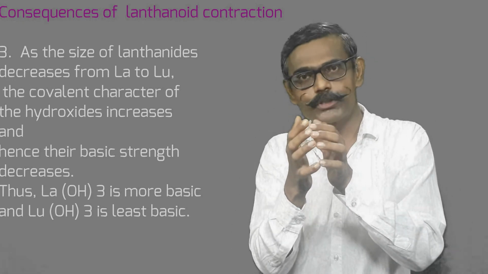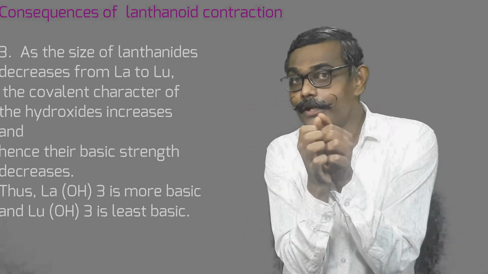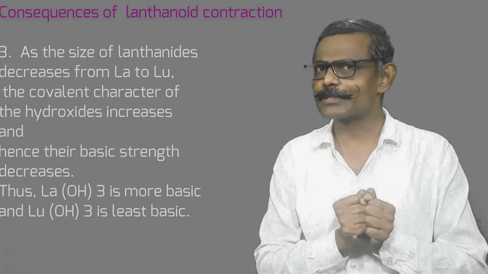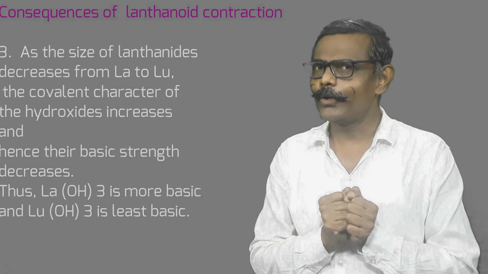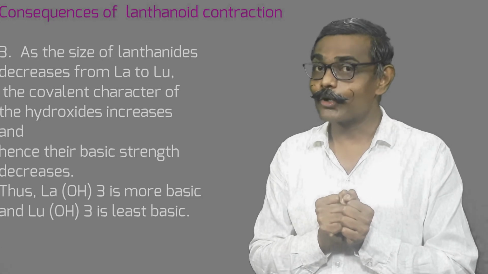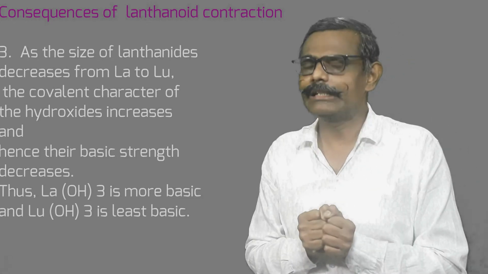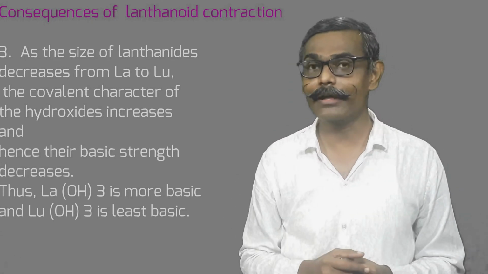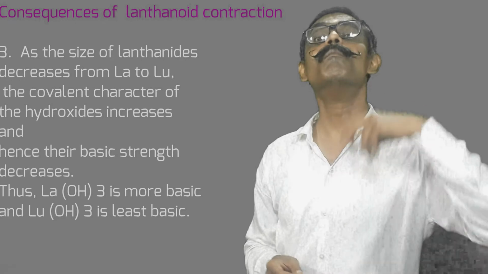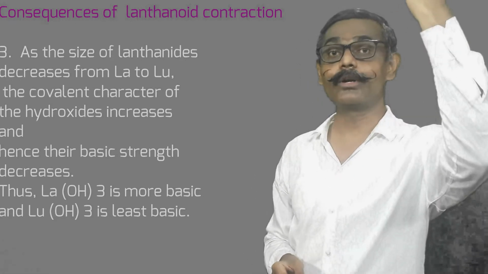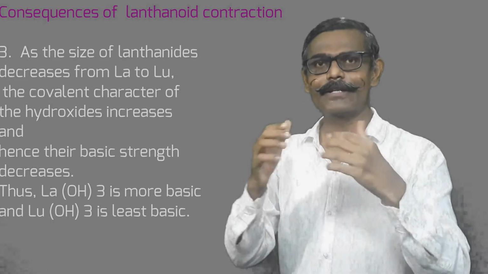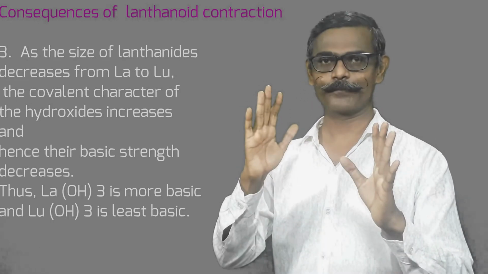All are showing tripositive ions. So the size of lutetium is smaller. If the size of lutetium is smaller, then what do we expect? Will lutetium cause more polarization or less polarization? Yes, more polarization. If more polarization, then will the covalent character be more or less? More. If covalent character is more, ionic character will be less. If ionic character is less, the degree of dissociation will be less.